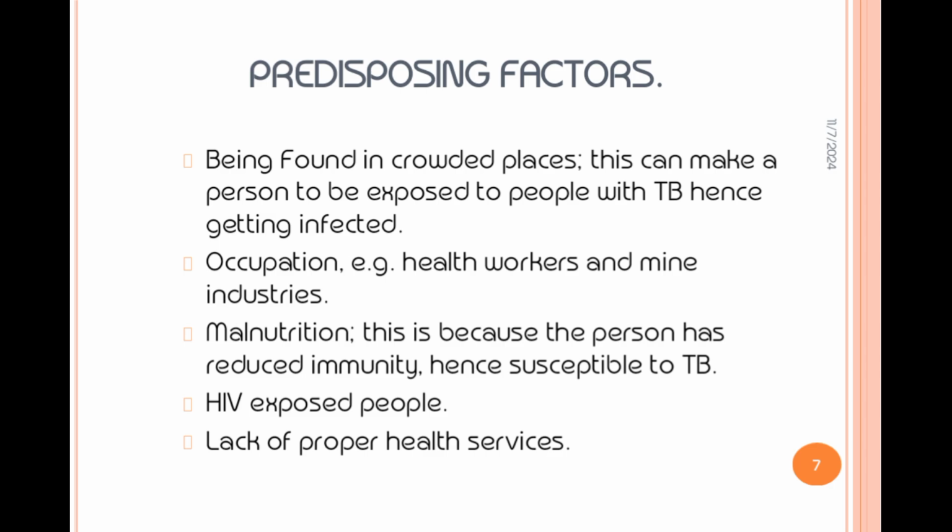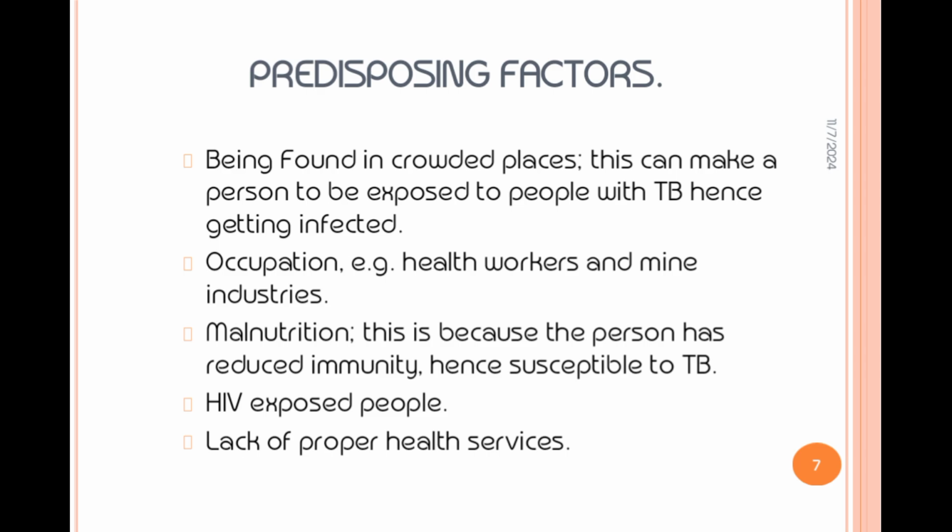So just go with the predisposing factors that you had. Being found in a crowded place, standing as a predisposing factor. Turn it around. How are you going to make it an educational aspect, a prevention? That's the first point you can have. Occupation, again, how are you going to make sure that you prevent tuberculosis in an occupational area? Malnutrition, how are you going to combat this malnutrition for you to prevent?